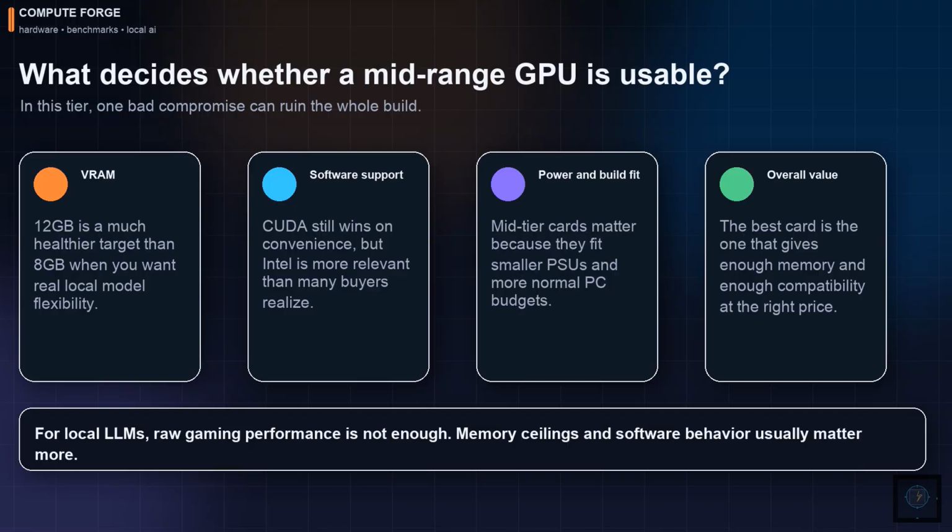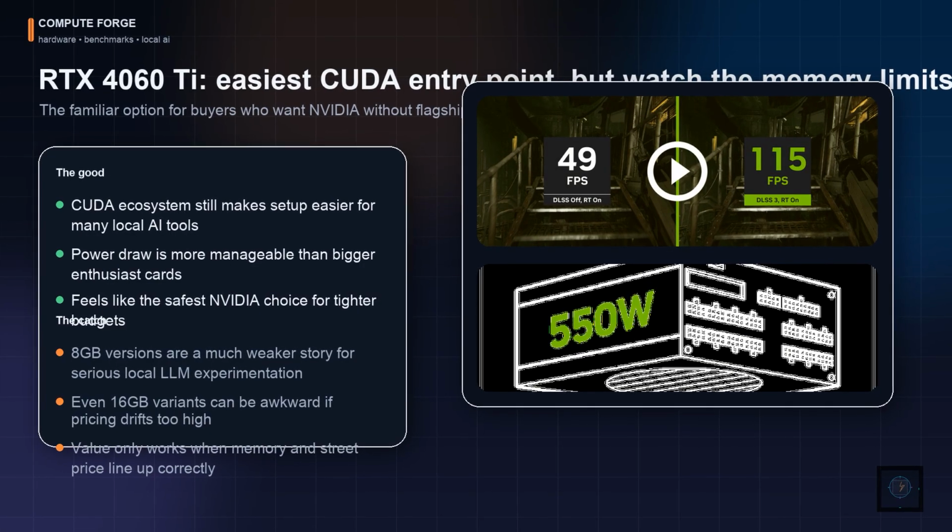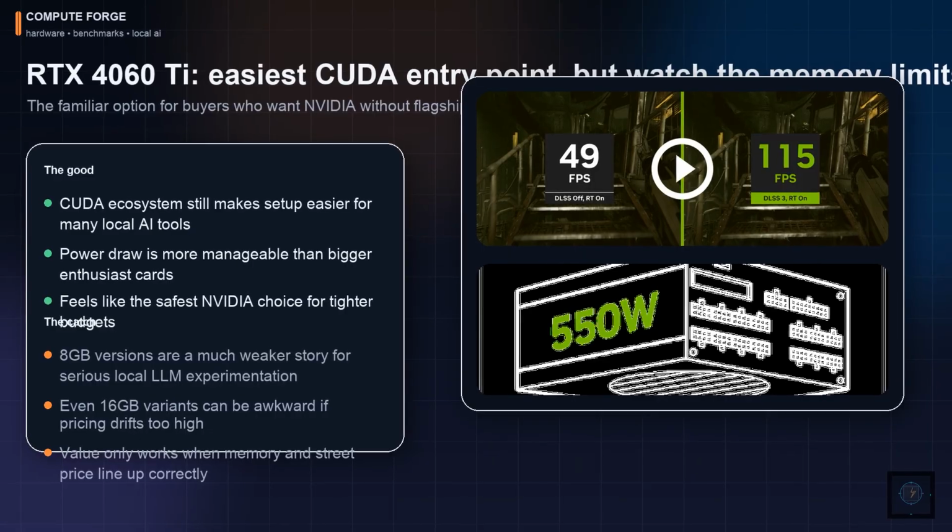Three cards stand out for this conversation. First, the RTX 4060 Ti. It is one of the most talked about mid-tier options because it gives you NVIDIA software compatibility in a smaller power envelope. But depending on the version, you are still dealing with a card that can feel tight on memory for serious local LLM use.